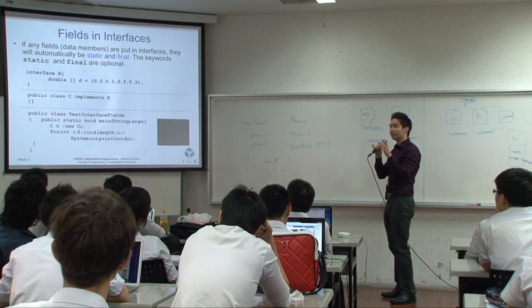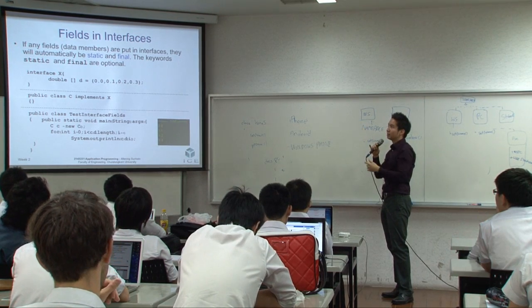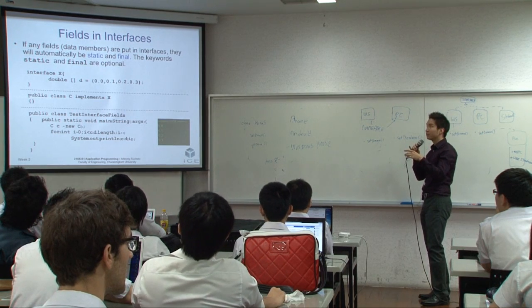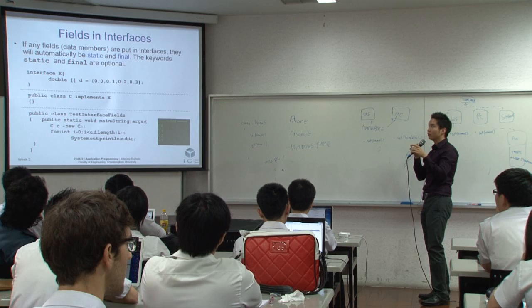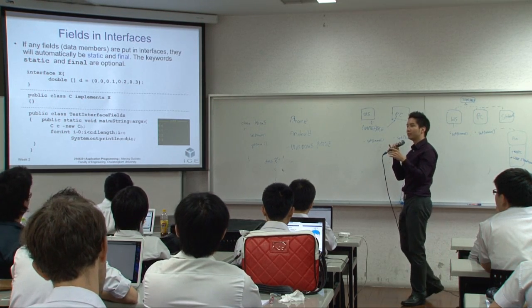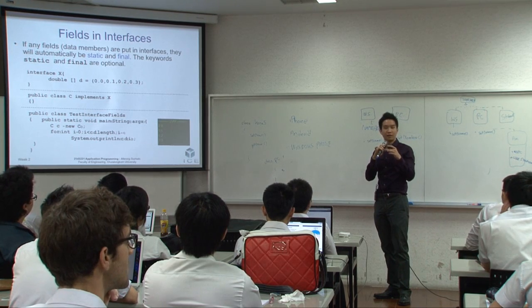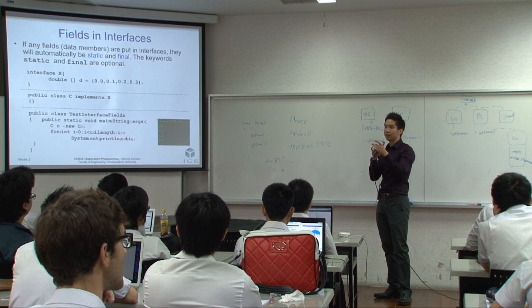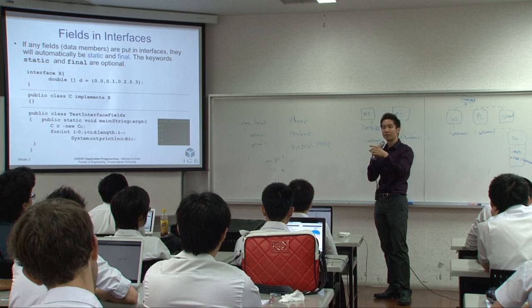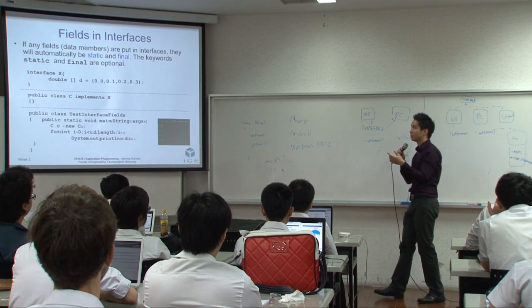But they're not really member variables, they're actually member constants, because if you read the slide, it says that if any fields are put into the interfaces, then they'll automatically be static and final. Do you guys remember the meaning of the keyword final? In C++ or C, that'd be like const. It's read-only data. You can't make changes to it.